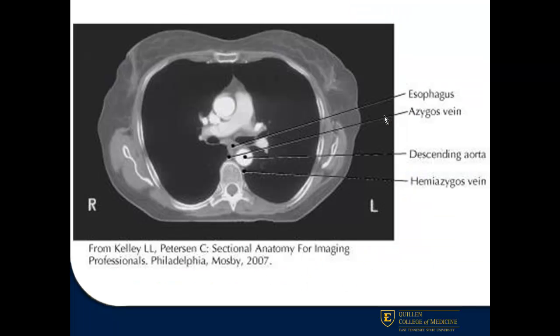So let's look closer at the structures we just discussed and make sure you can identify them in the CT scan of the chest with contrast. The esophagus is seen here. You can't see the lumen very well because it does easily collapse. But notice it's just behind the heart, in the most anterior structure of the posterior mediastinum.